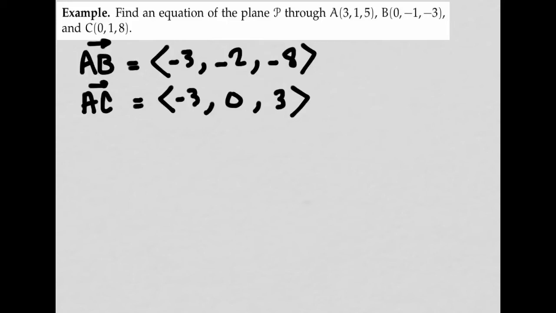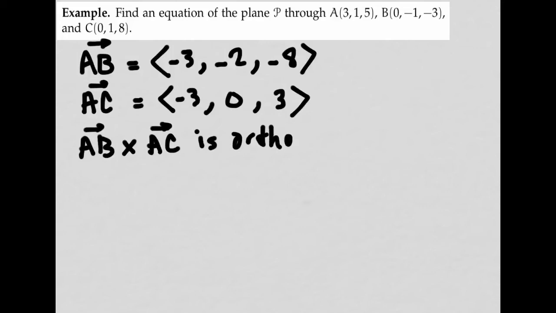Now those two vectors, AB and AC, are sitting in the plane. If I cross these two vectors, I get a vector that is orthogonal to my plane. And this can serve as our normal vector. So AB cross AC is orthogonal to the plane P.